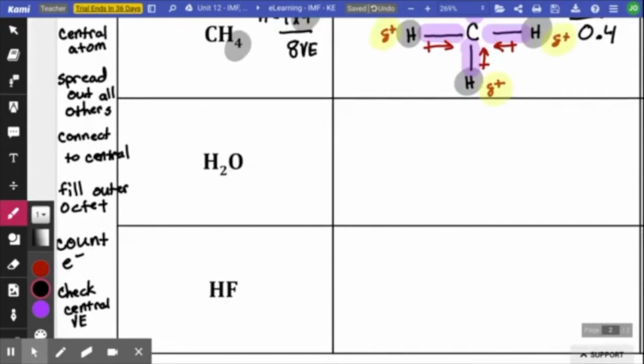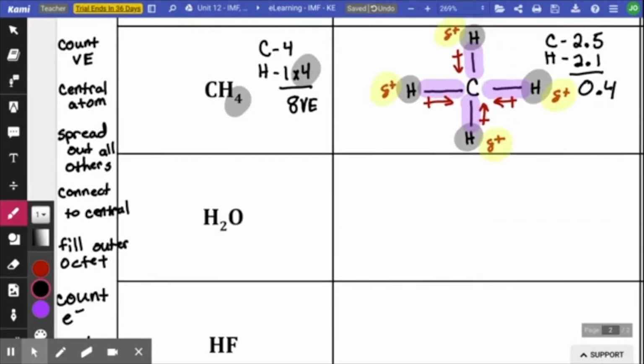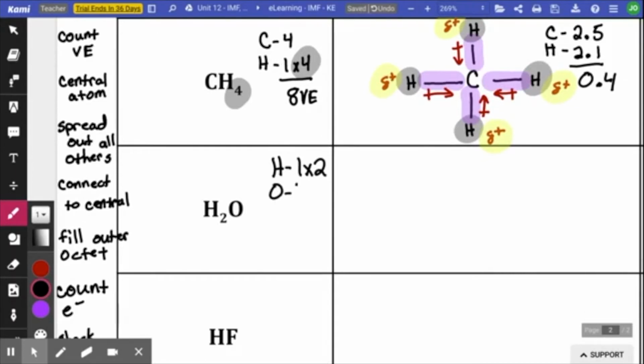Again, our first thing that we would do would be to count our valence electrons. So I've got hydrogen. Hydrogen has one valence electron, but there are two of them, so times 2. I've got oxygen. It's got 6 valence electrons, and there's only one of those. So we have 2 plus 6, a total, again, of 8 valence electrons.